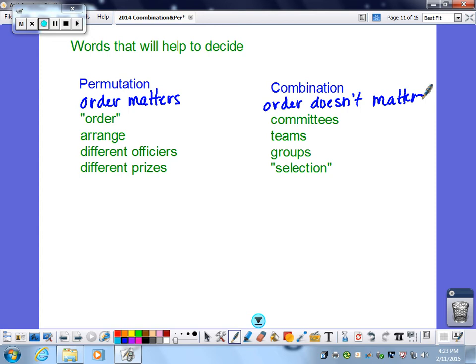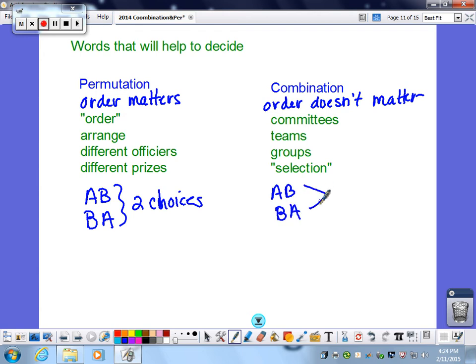So let's make sure you understand, in a permutation, AB and BA would be 2 choices. And in a combination, AB and BA is considered 1 choice. Order doesn't matter in a combination. How it looks matters in a permutation. So since they look different, AB and BA, that's 2 choices.